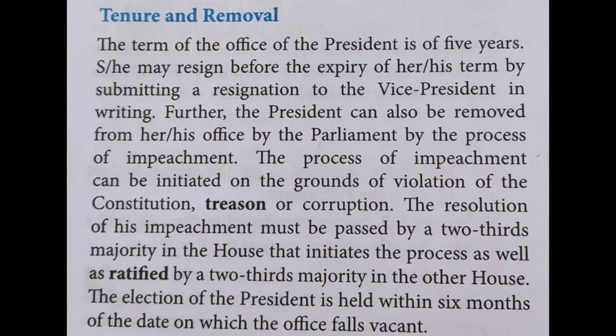Then removal. How is the President of India removed? This is one mark. And what is the tenure of the President? These are 2 marks questions, keep it in mind. So this is all about your President.